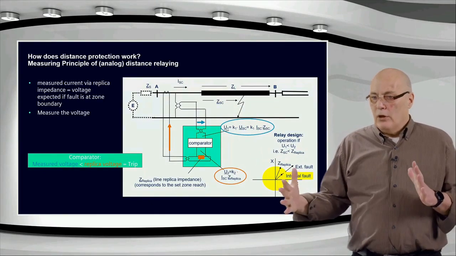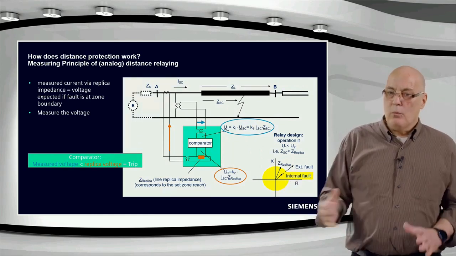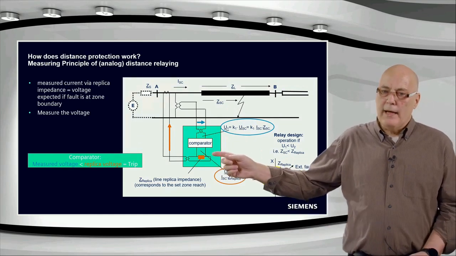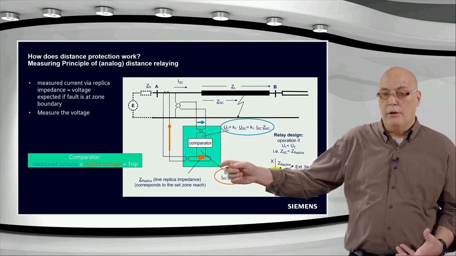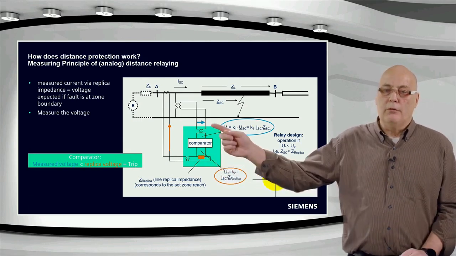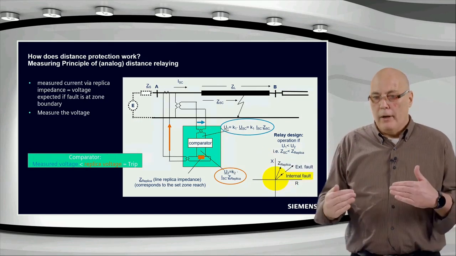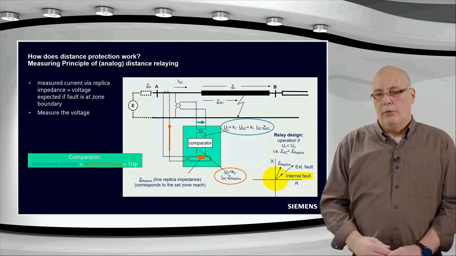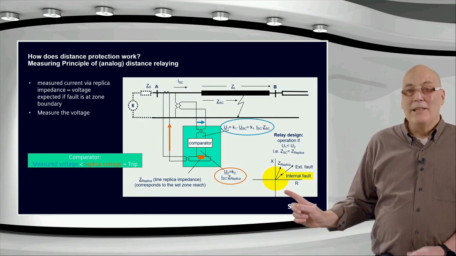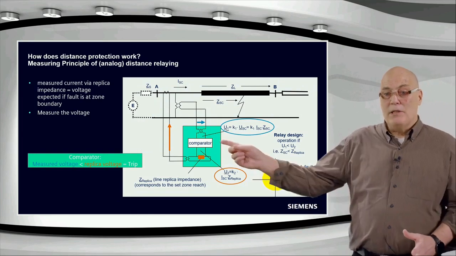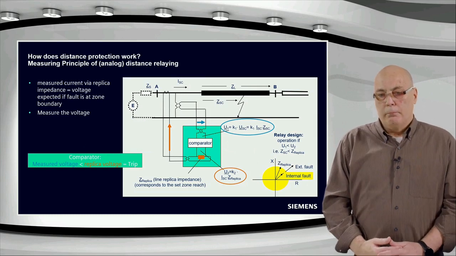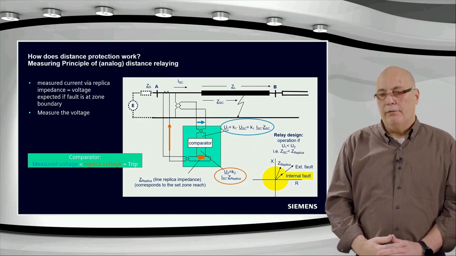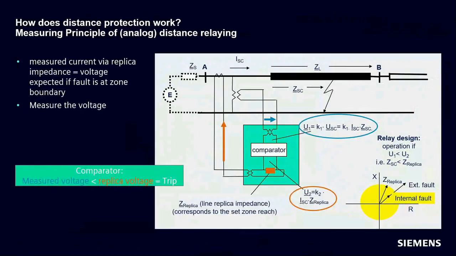And correspondingly, if the fault is closer, this voltage here will be larger. The current quantity is bigger. It's the operate quantity, and the voltage will be smaller. And the comparator will say inside and give you the trip. And very interesting, it's a circle again. This is obviously doing exactly the same as that electromechanical bridge effort did over there, and the characteristic is a circle.